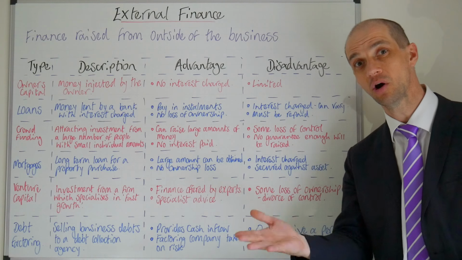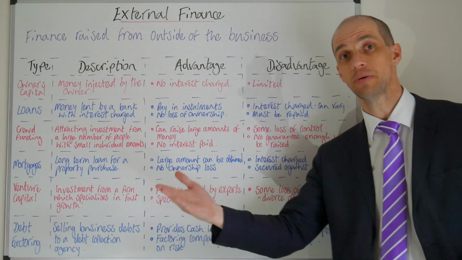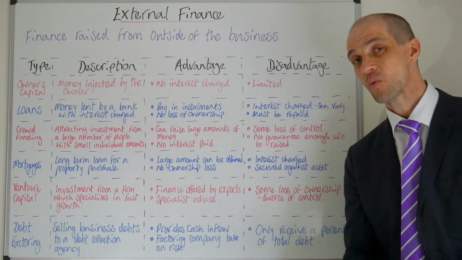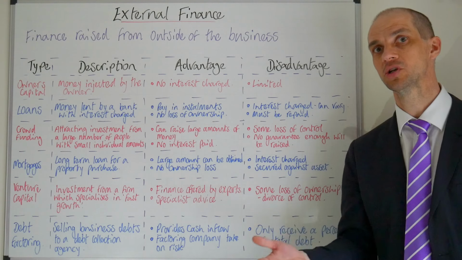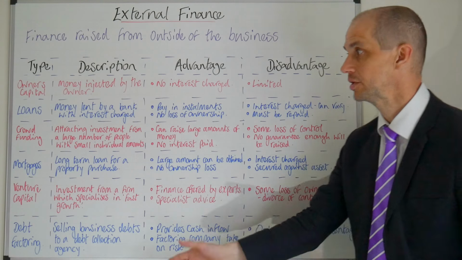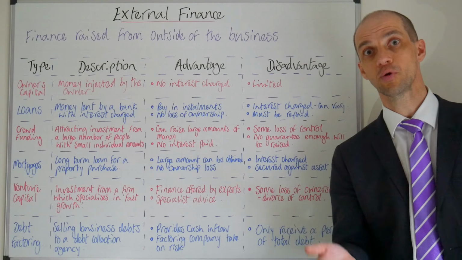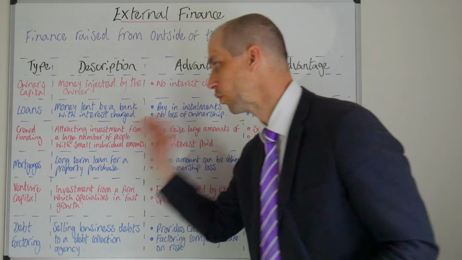But because it's secured against the asset, i.e. if you do not keep up with your repayments, you could have that asset seized, that does actually mean the bank will offer you a much lower interest rate than, say, perhaps with a loan. Okay, but a loan is probably more appropriate if you just want to buy a new car or a new piece of machinery. Right, moving on.